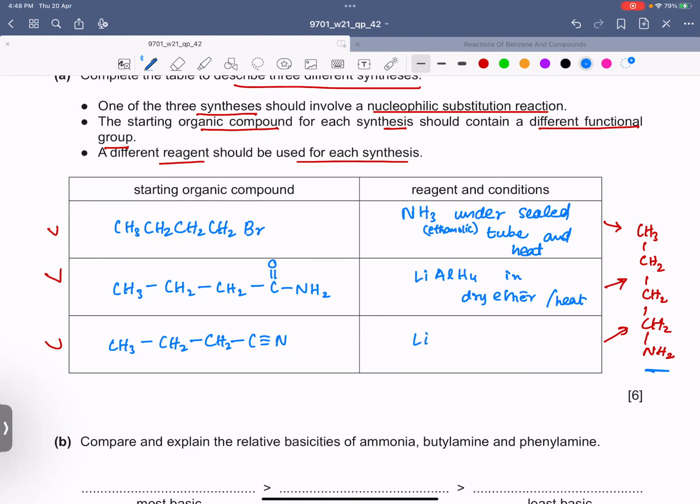So the same reagent can be used, LiAlH4 in dry ether. Okay. So in this case, we can use hydrogen in the presence of nickel as well.